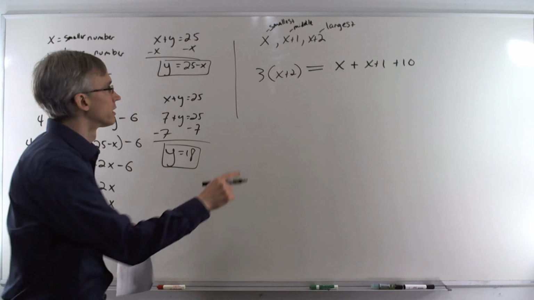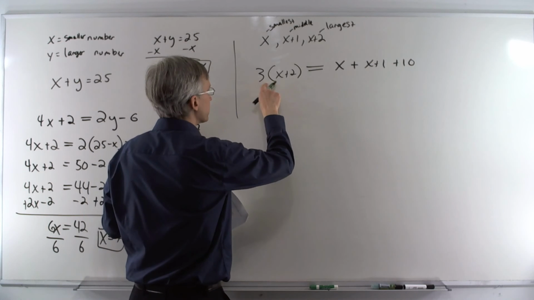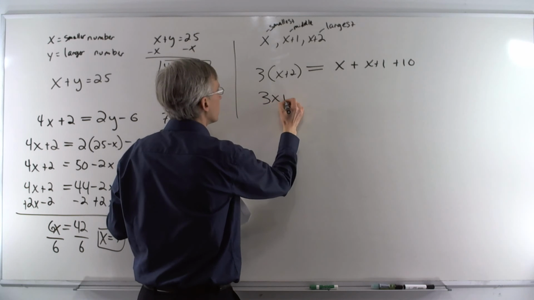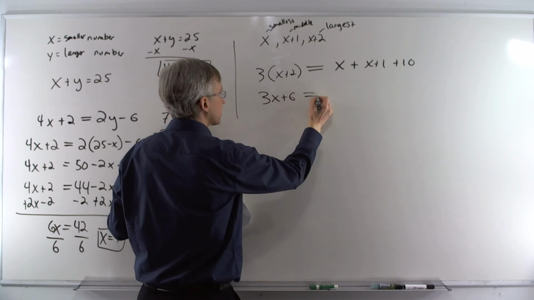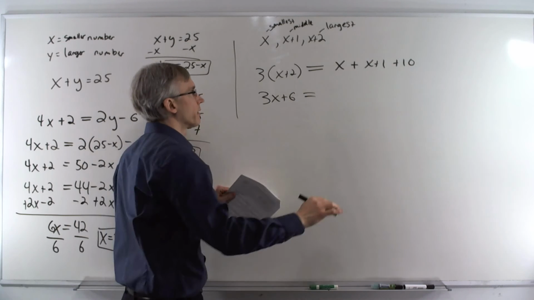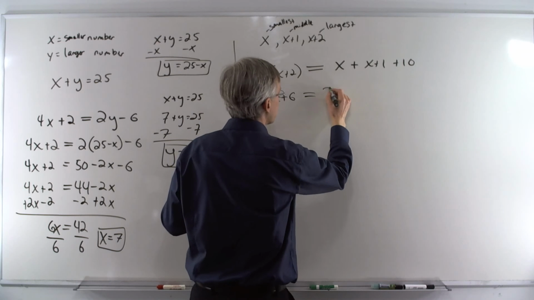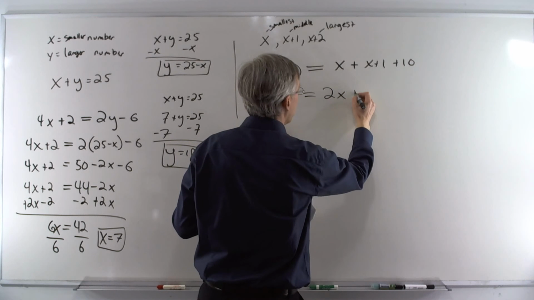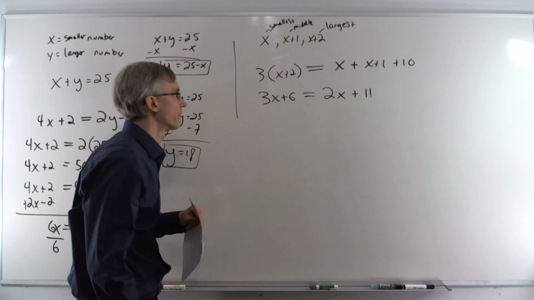So we'll start by distributing to get rid of the parentheses. 3 times x is 3x. 3 times 2 is 6, so we get 3x plus 6 on the left. And on the right, we can simplify by combining like terms. X plus x is 2x. 1 plus 10 is 11. So 2x plus 11 on the right.